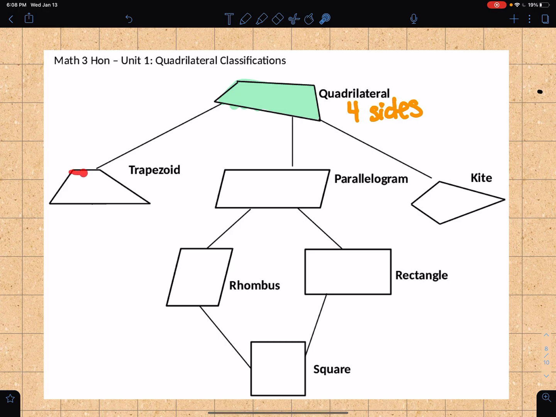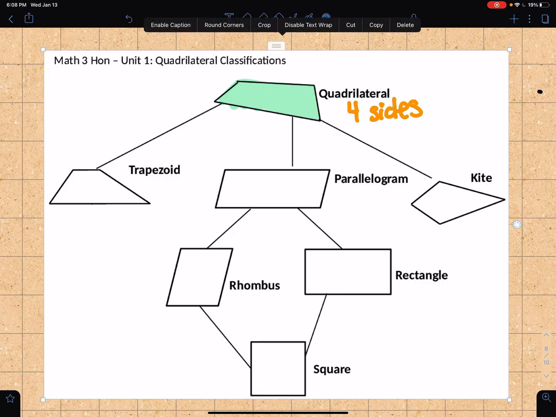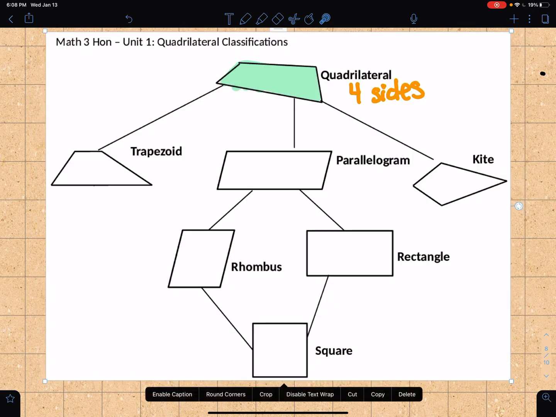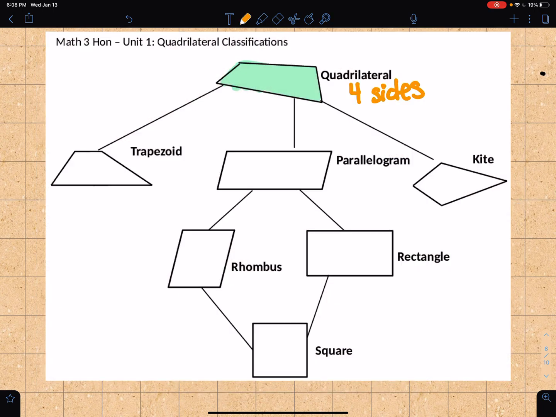Now, wait, a trapezium has no parallel sides. We need to put that in there somewhere. The kite is the trapezium. You know what, instead of kite, I'm going to call this trapezium, because it fits the definition of the trapezium because it has no parallel sides.